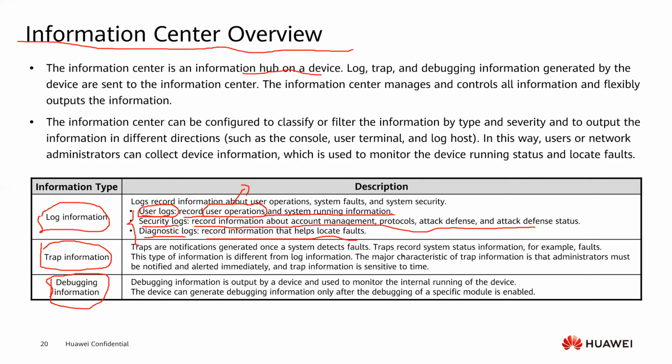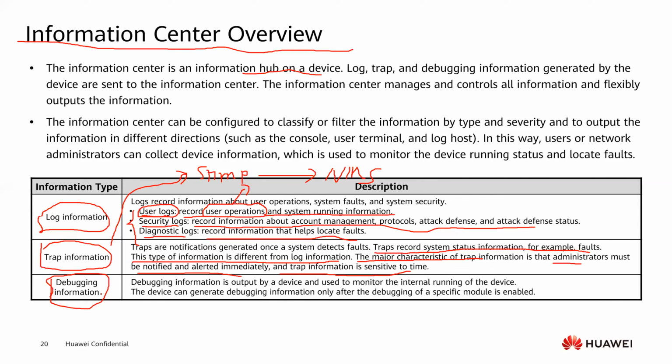For trap information, trap records system status information, for example, faults. So this type of information is different from log information. The major characteristic of trap information is that administrators must be notified and alerted immediately, and the trap information is sensitive to time. Usually we configure the trap to use the SNMP protocol and send it to the network management system.